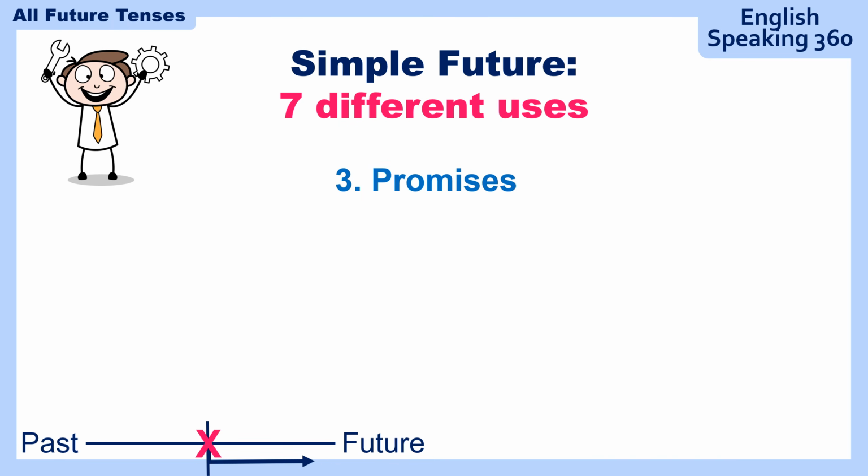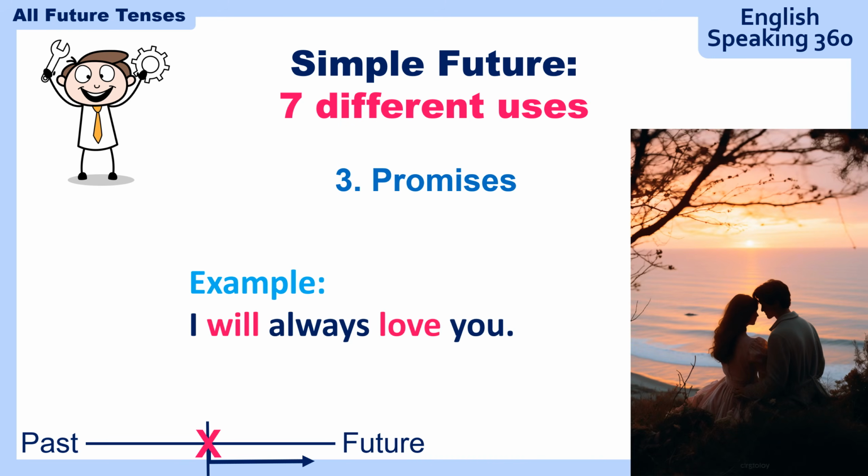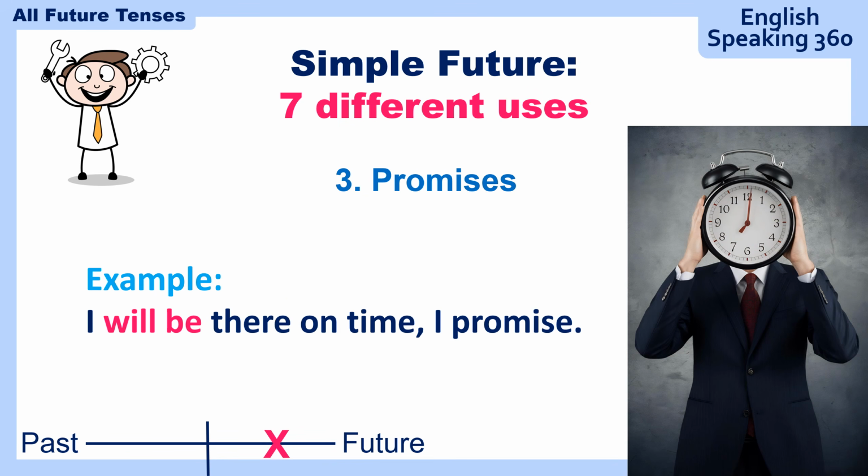Number 3, promises. So when you promise something to someone. Now for this one, the graph is a little bit different because when you say, I will always love you, it doesn't start now. It started in the past, but it will be true in the future as well. So I will always love you. Here's another promise. I will be there on time. I promise. This one is only one time in the future.